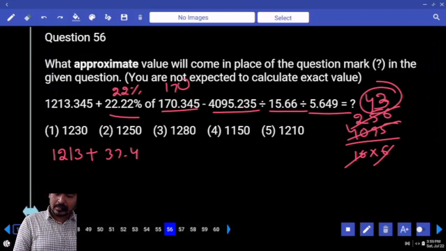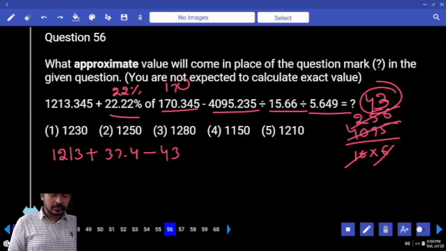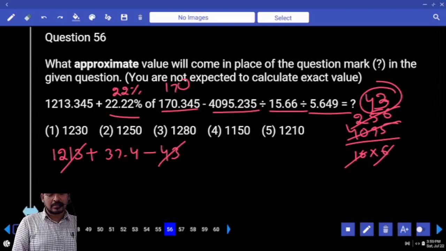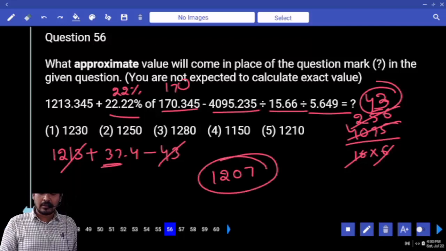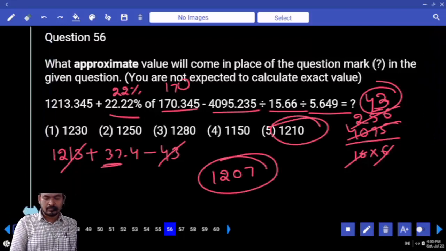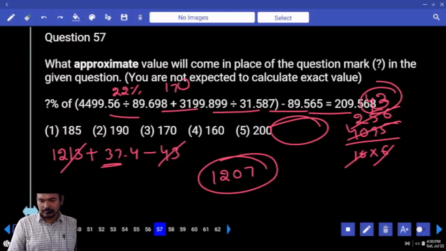Then consider 43. Minus 43 or plus 43? Minus 43. Plus 13 minus 43, minus 30. Minus 30 plus 37, plus 7. Total it is 1207. What is the nearest value? 1210. Next 57.